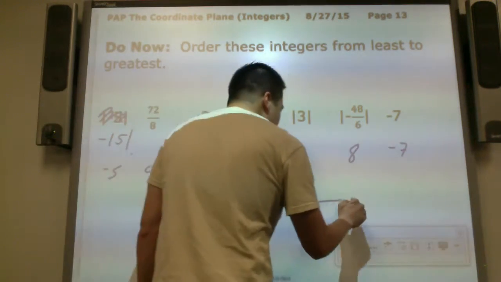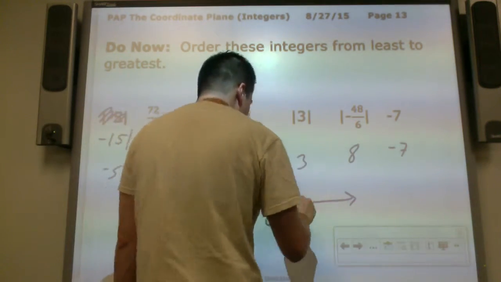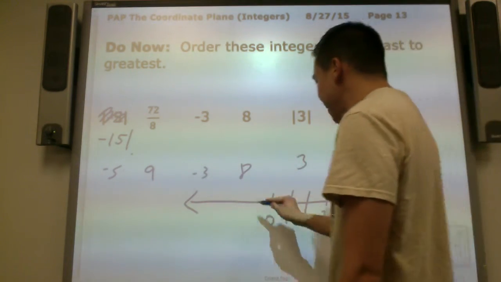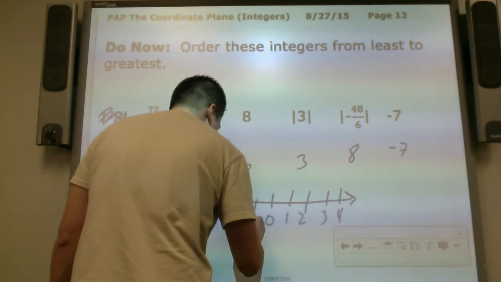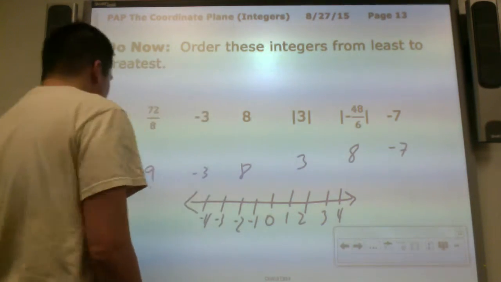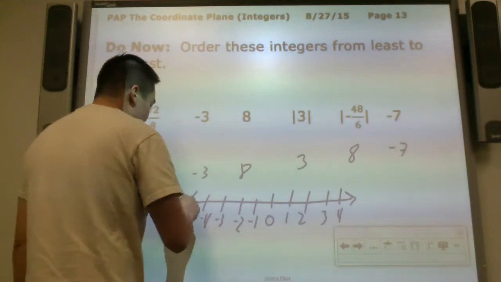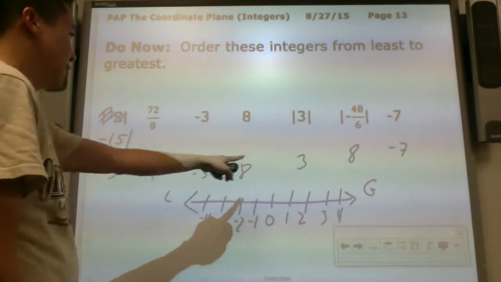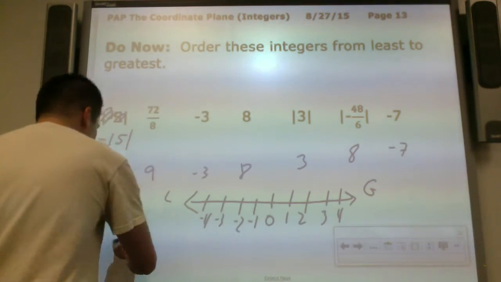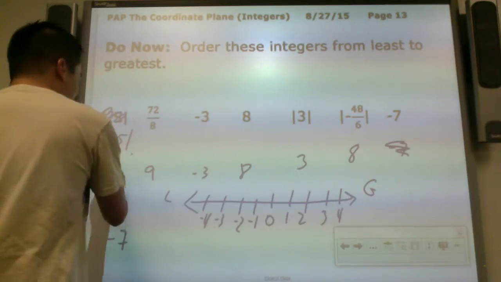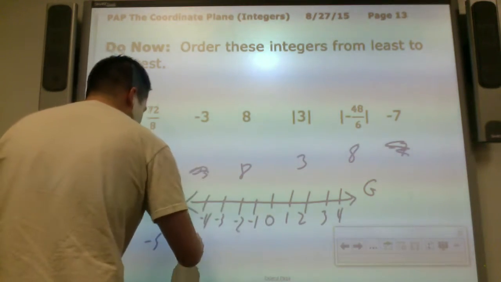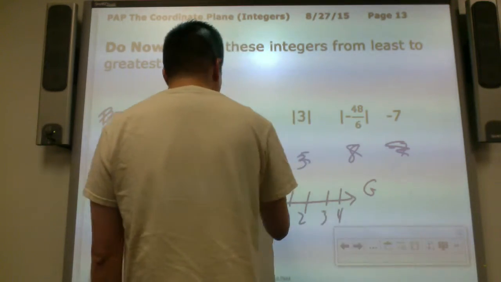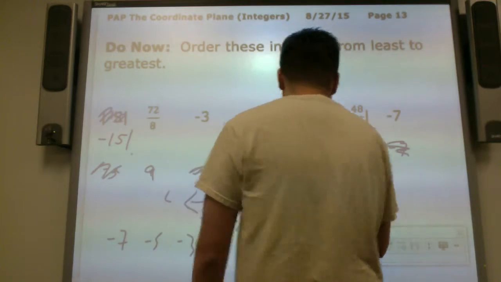If I draw a number line, from 0, positive integers or positive whole numbers are to the right, negative integers or negative whole numbers are to the left. So remember, in a number line, it goes from least to greatest. So who is the farthest to the left? It'll be negative 7, then negative 5, then negative 3, then 3, there are 2 8s, and then 9.